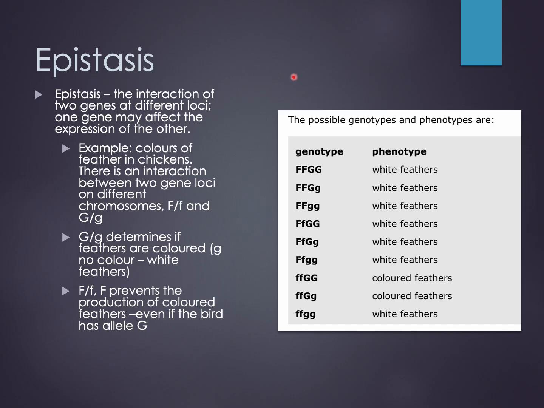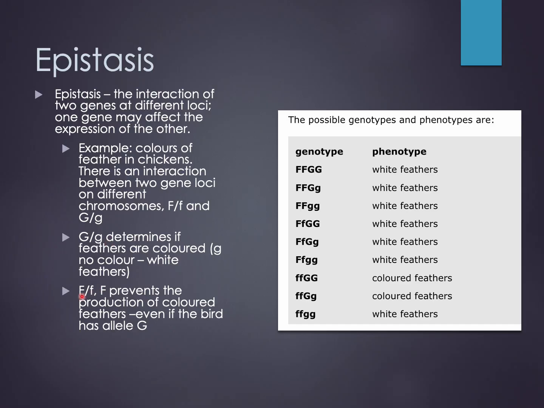Epistasis is the interaction of two genes at different loci. One gene may affect the expression of the other. An example, the colors of feathers in chickens. There is an interaction between two gene loci on different chromosomes. So we have two different chromosomes where we're representing the genes, where we have a capital F, lowercase f, and capital G, lowercase g. The capital G is going to determine the feathers have color. The recessive g, lowercase g, means there's no color, they're going to be white feathers.